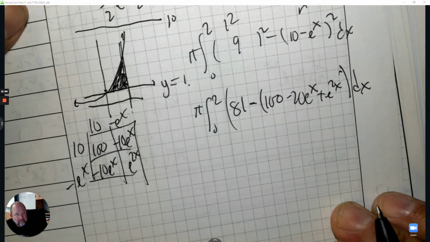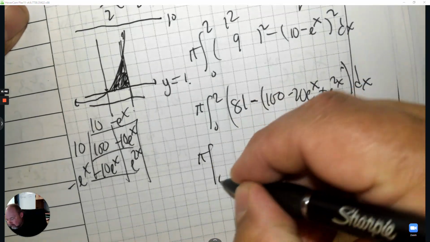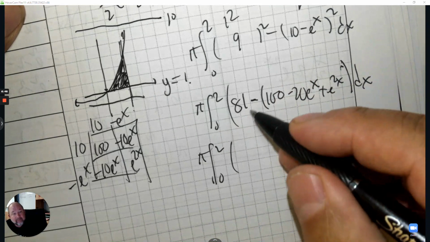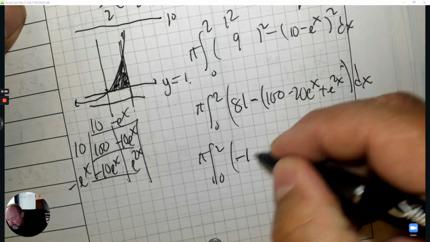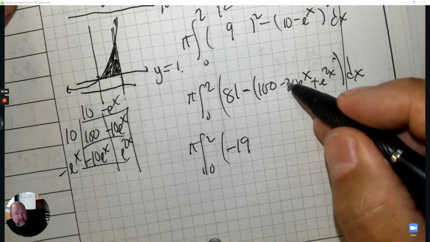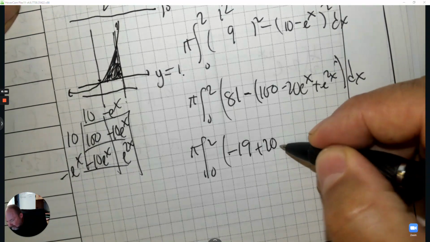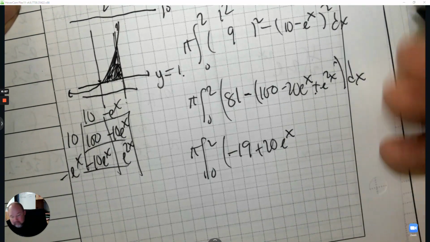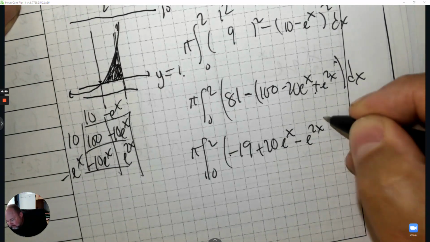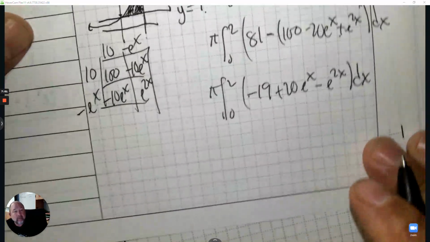And now I'm ready. Well, let me simplify just one more step to make it maybe just a little easier. 81 take away 100, that's negative 19. A negative and a negative makes it positive 20 e to the x. And a negative and a positive makes it negative e to the 2x. Now we're ready to integrate.